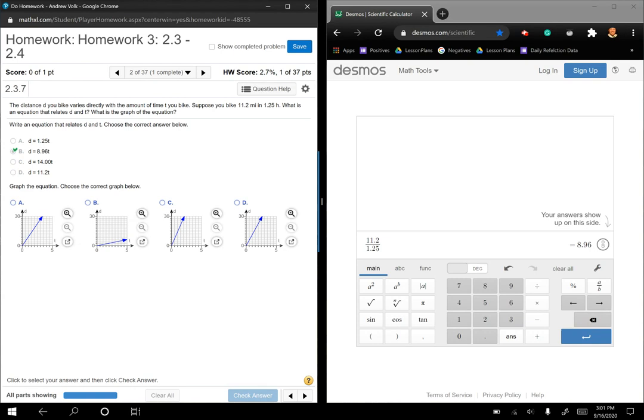On the next question, we gotta pick the graph. So this one's a bit tough. We have this 8.96. So what does that look like? If we talk about it like a slope, that means it goes up 8.96 and over 1. So up 9 over 1. Up 9 over 1. So if it went up, let's say 30, how much over would it go? So if it goes up 30, it's over about 3.